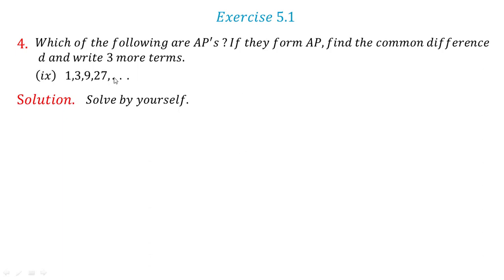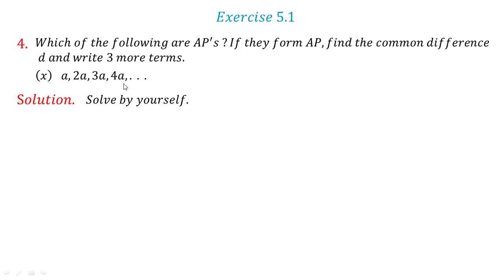1, 3, 9, 27. Here the differences between consecutive terms are varying. Between the first two terms it is 2, between the next two terms it is 6, between the next two terms it is something different. So this is not an AP. Then a, 2a, 3a, 4a: 2a minus a will give you a, 3a minus 2a will give you a, 4a minus 3a will give you a. So this sequence is an AP.